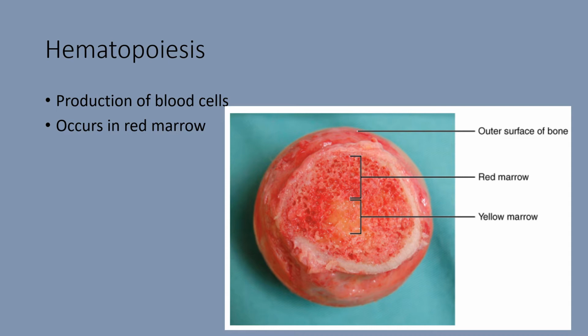Hematopoiesis is production of blood cells. This will occur in the red marrow. And so you can see in this cross section of the bone that in the interior portion of it, you do have the red marrow, and then you also have yellow marrow.